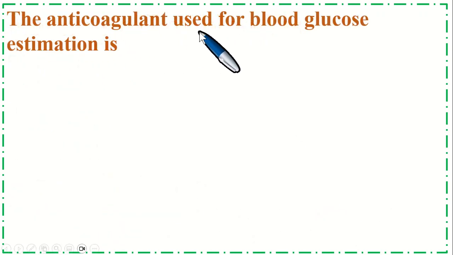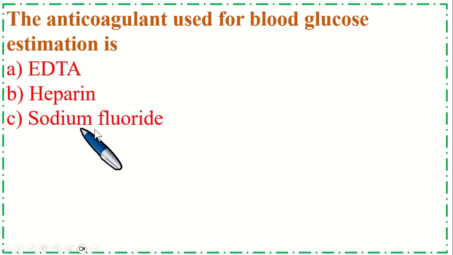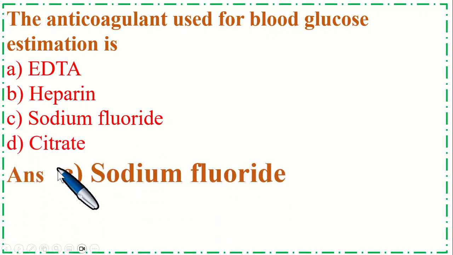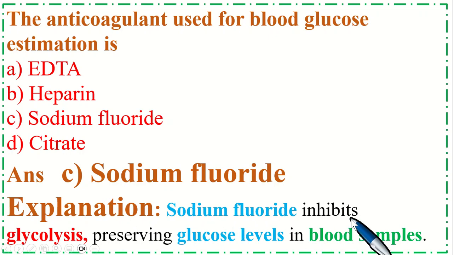The anticoagulant used for blood glucose estimation is option A, EDTA, B, heparin, C, sodium fluoride, and option D, citrate. So the correct option is C, sodium fluoride. Sodium fluoride inhibits glycolysis, preserving glucose level in blood samples.